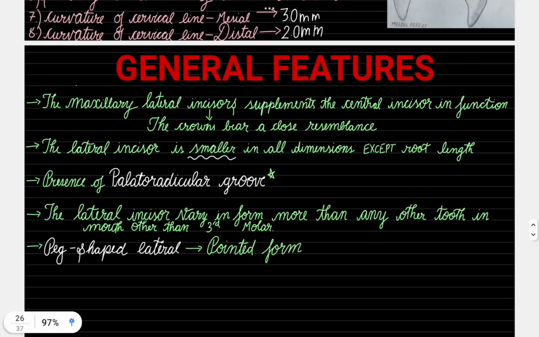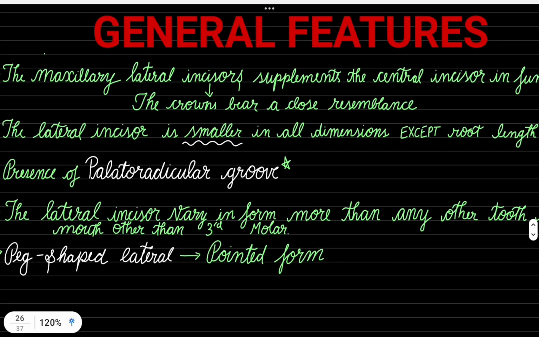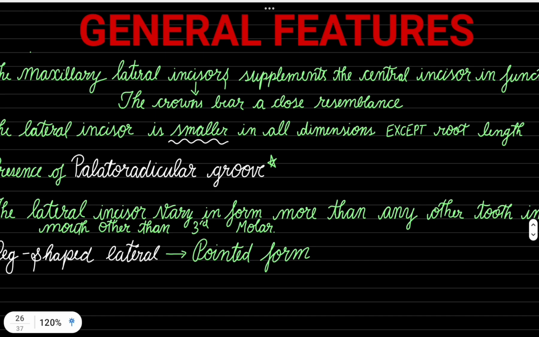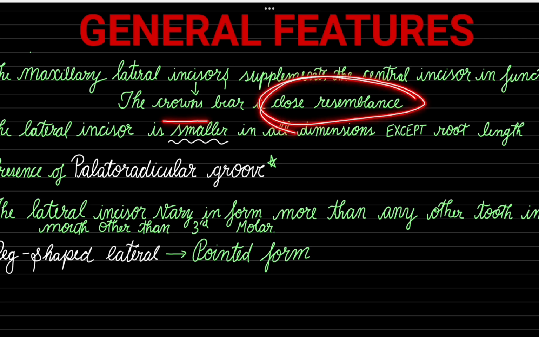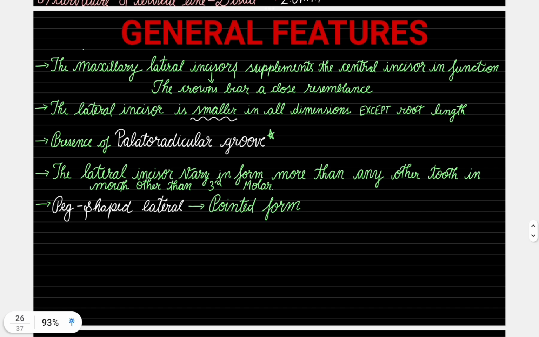Now the general features of the permanent maxillary lateral incisors. These are supplementary to the central incisor in its function, and the crowns bear a very close resemblance. That is, the lateral incisor is very similar in appearance to the central incisor apart from some differences. So the lateral incisor is smaller in dimension except root length.